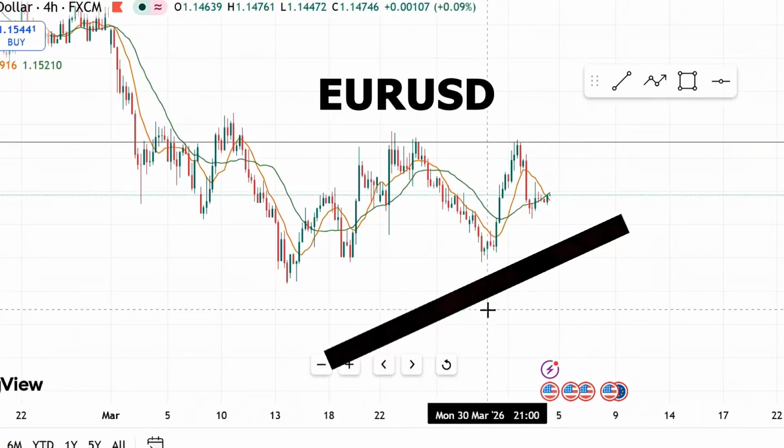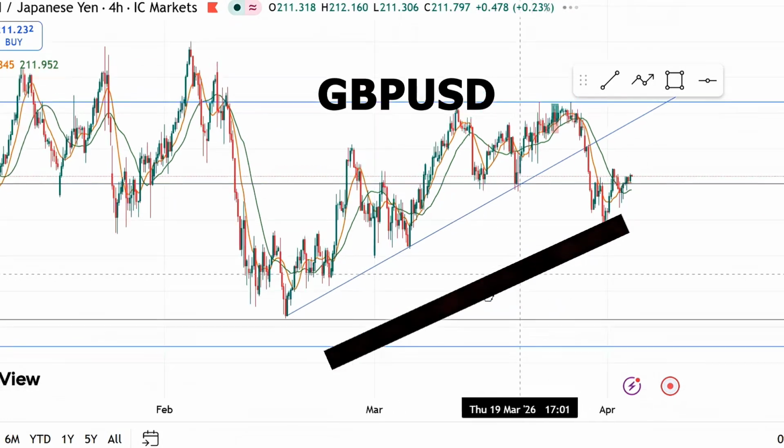For example, if Euro USD goes up, GBP USD often goes up too. And why? Because currencies are connected through the strength or weakness of a single currency, especially the US dollar. And let's make this practical. Here are common pairs that behave similarly.